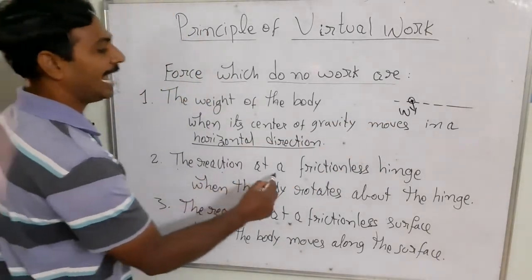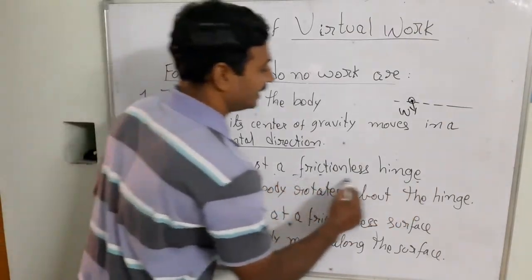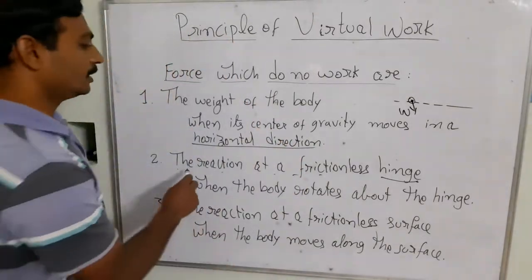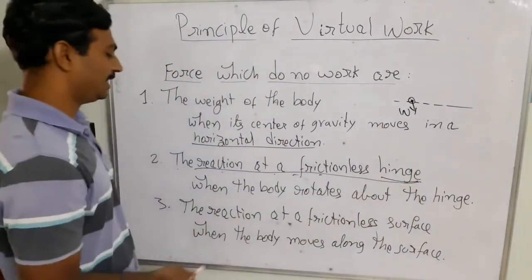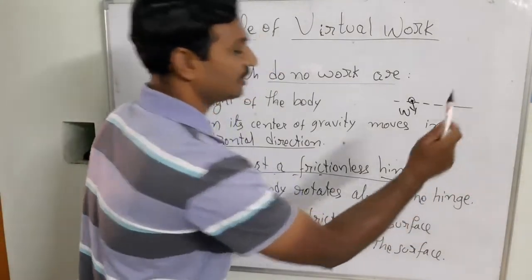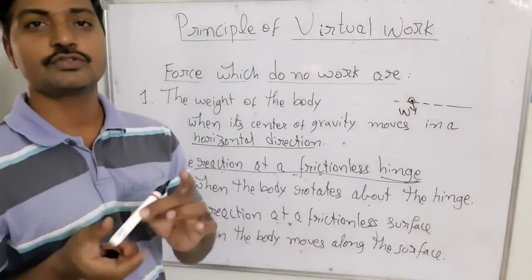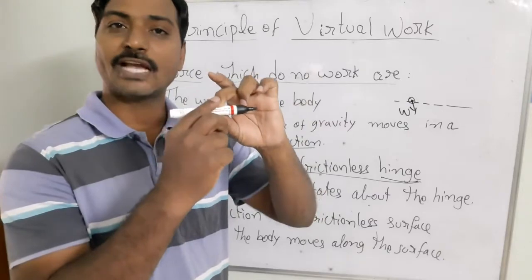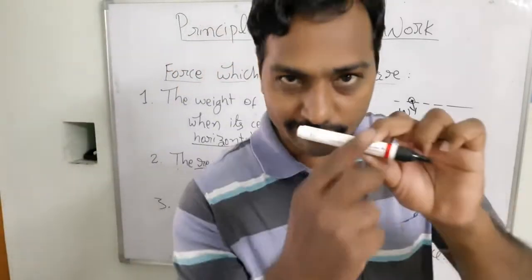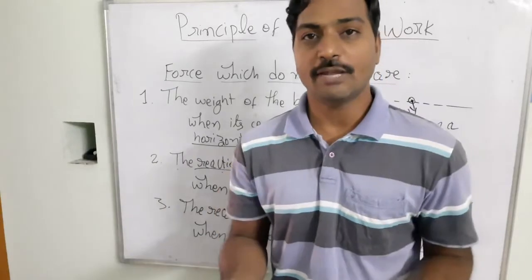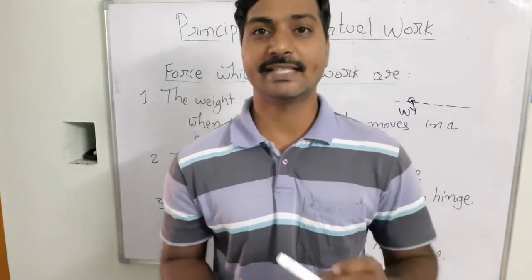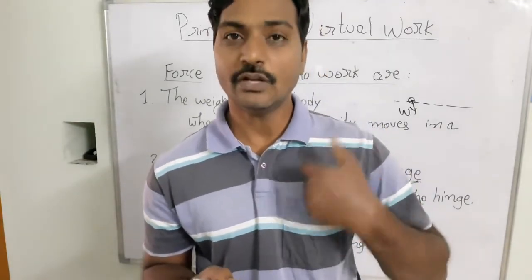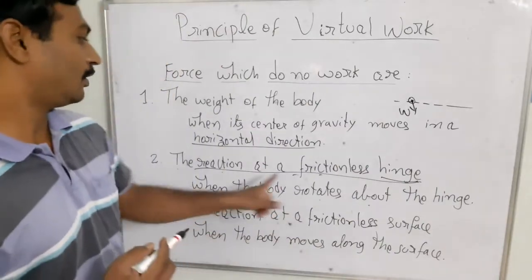The second is the reactions at a frictionless hinge. As we know, when there is a hinge, the body starts to rotate about that point. If you draw the free body diagram, we find the reaction forces at that point. Because of these reaction forces there is no displacement, so we consider the work done because of the reaction to be zero.